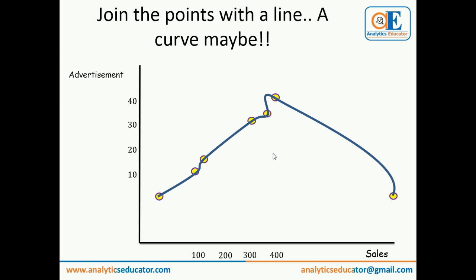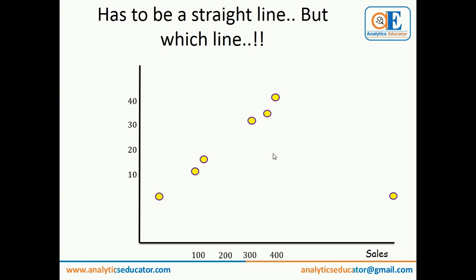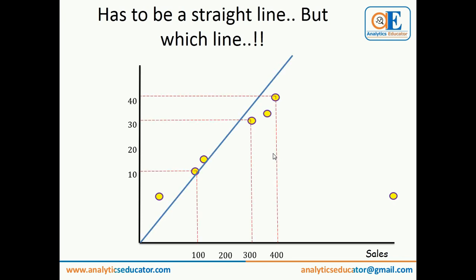Okay, so in this algorithm, it has forbidden you to draw a curve. It has to be a straight line. But now a straight line to join all the data points could be, I could draw a straight line maybe something like this, or a straight line something like this.